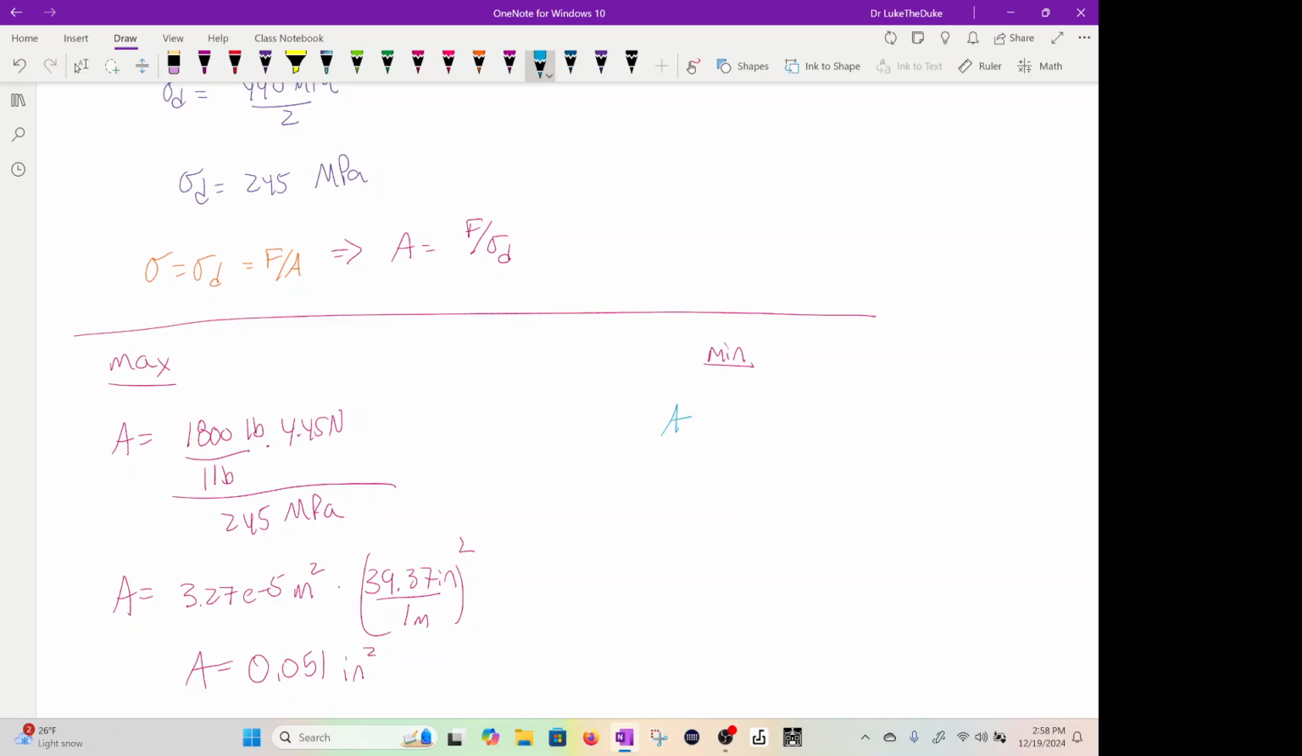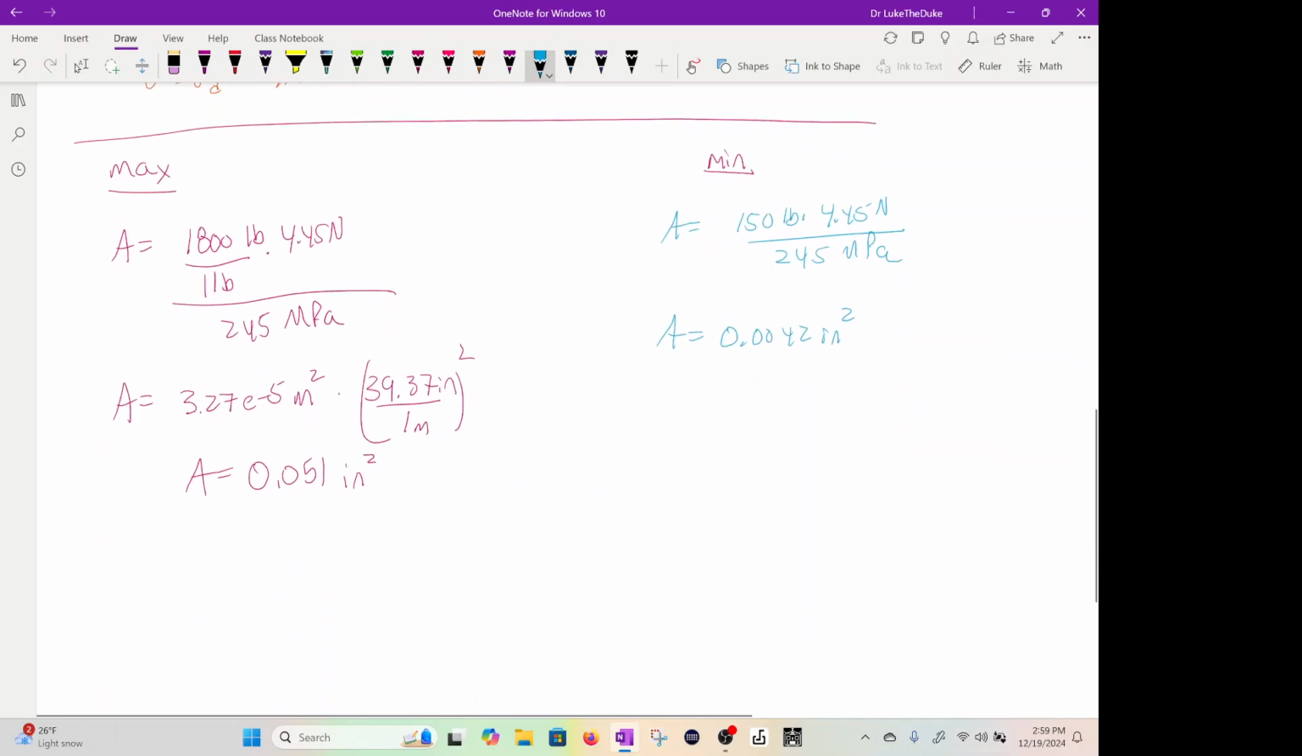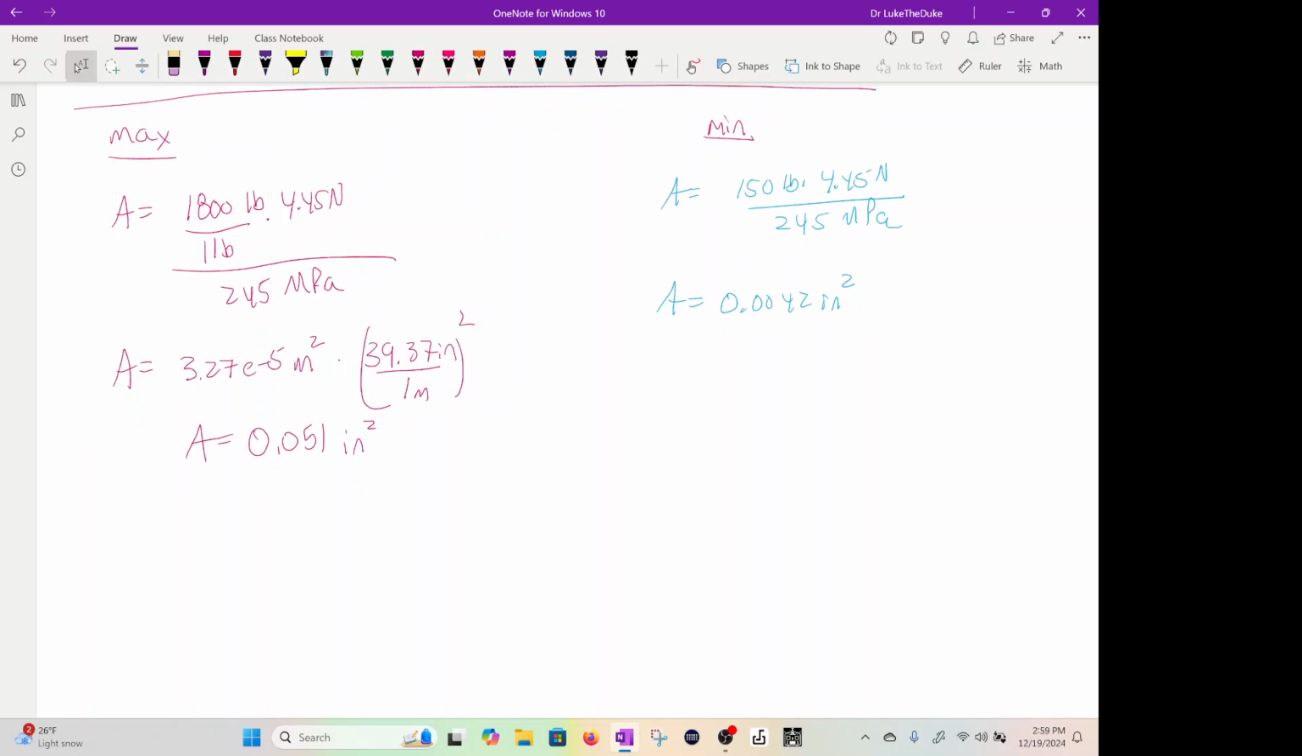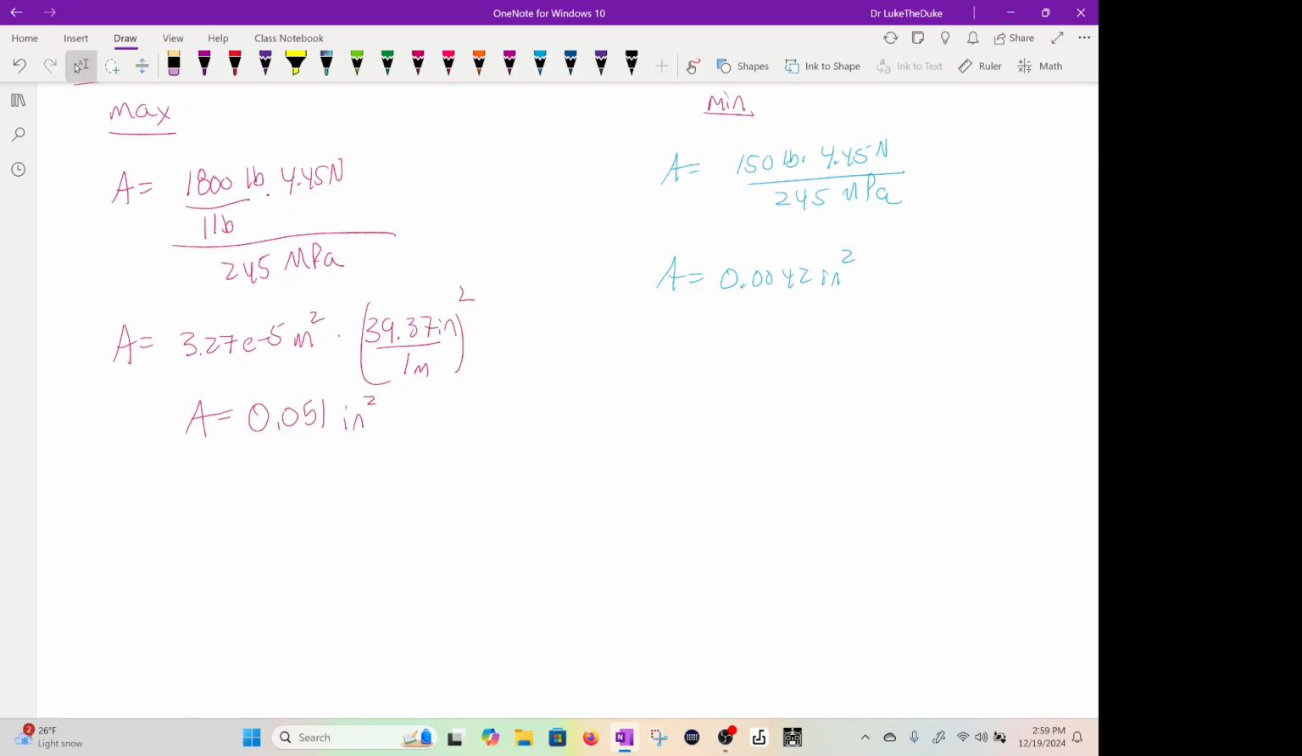Let's look at the minimum. A equals 150 pounds times 4.45 newtons divided by 245 megapascals. In your area, you get 0.0042 inches squared after your calculation. Okay, so we're going to go with the larger area because we know it could hold more weight.